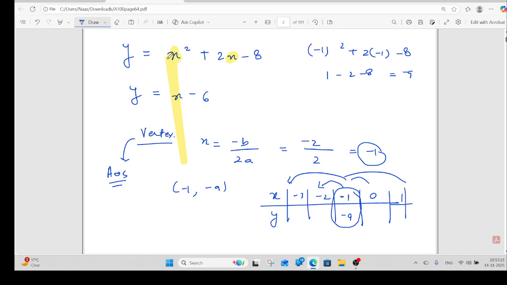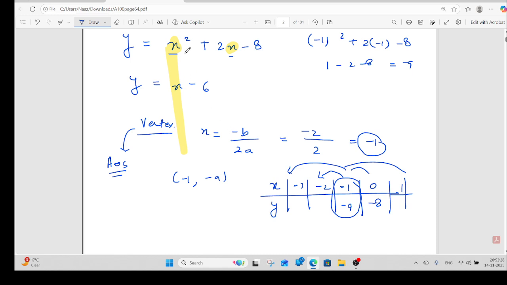Let's say if I plug 0 in place of x, I'm going to get negative 8, because these two terms will become 0. So I can write negative 8 here. Now let's see what I will get if I plug in 1. So y equals 1 squared plus 2 times 1, which is 2, minus 8. So this is 3 minus 8, so I will get negative 5, right? So I got negative 5.